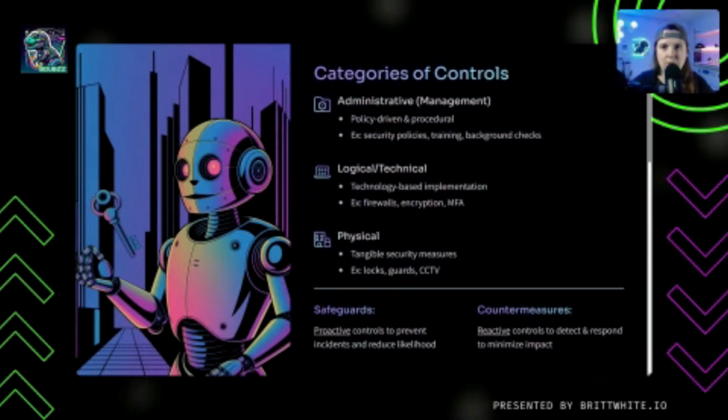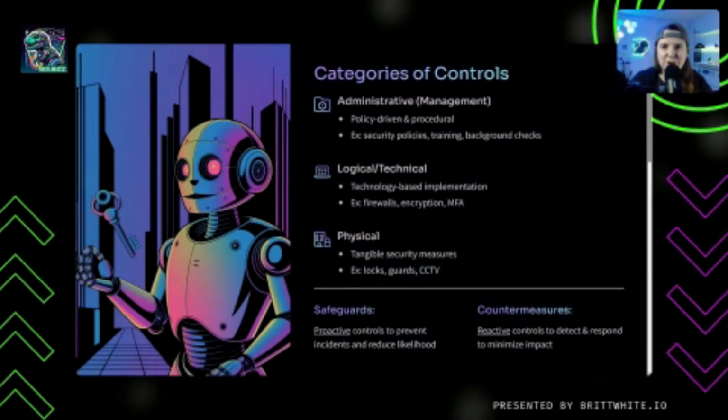Physical controls are tangible security measures you can physically touch. Fences, locks, security guards, CCTV cameras, man traps, biometric scanners, environmental controls like HVAC or fire suppression, and server room physical access controls are all physical controls. They protect physical assets and facilities. Another example could be security guards patrolling a data center.